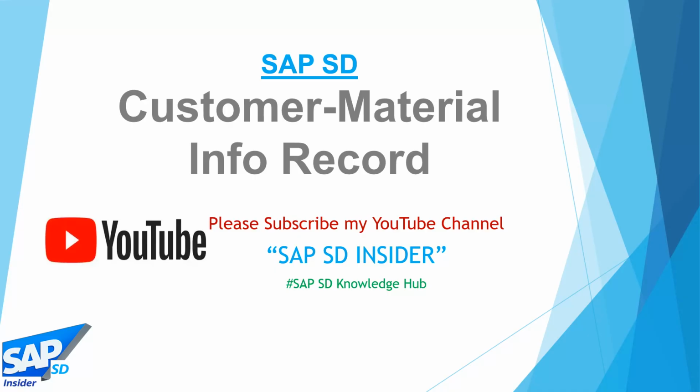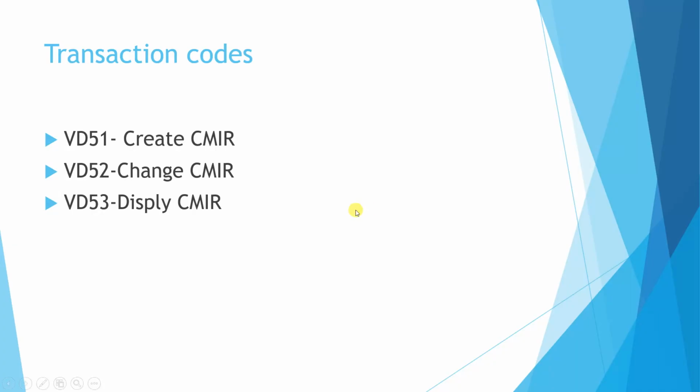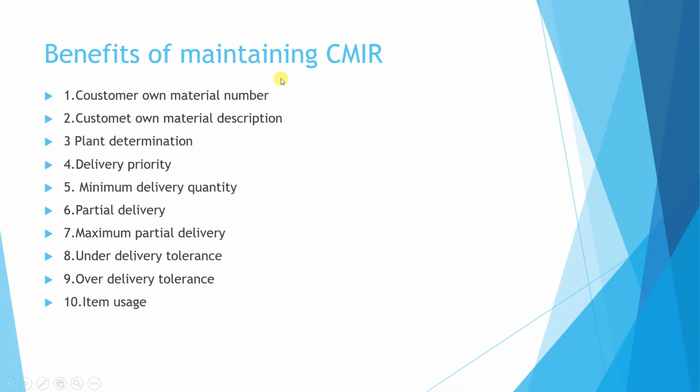You can see here. First, you can go to the next slide. Here are the transaction codes for maintaining the customer material info record, which we can simply call CMIR. For creation of the customer material info record, we can use VD51, for changing CMIR VD52, and for display CMIR VD53. So these are the benefits of maintaining CMIR. I will discuss this later after completion of this class.